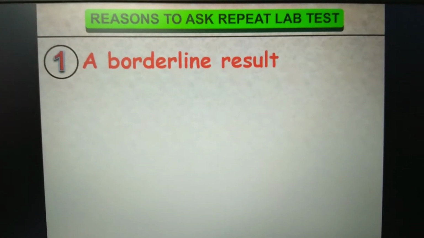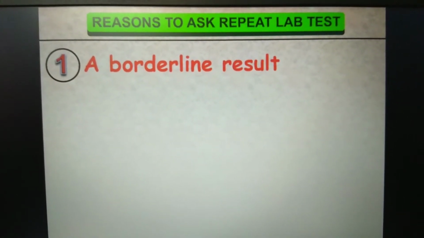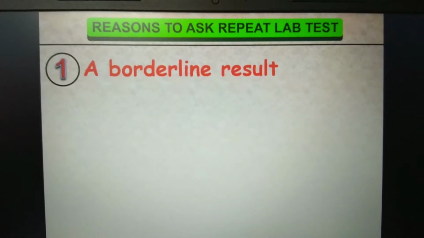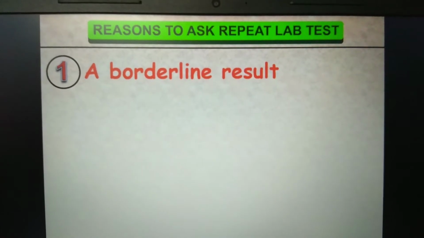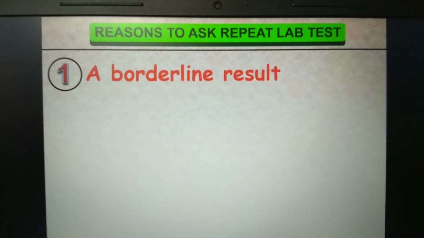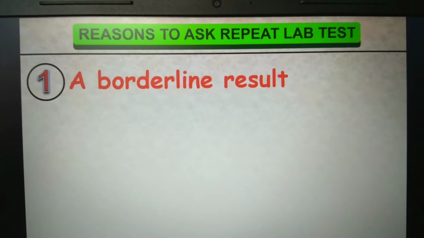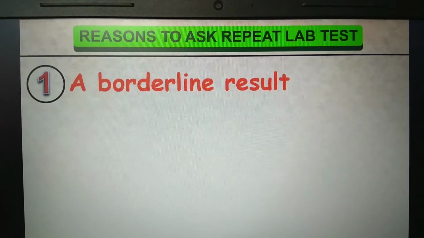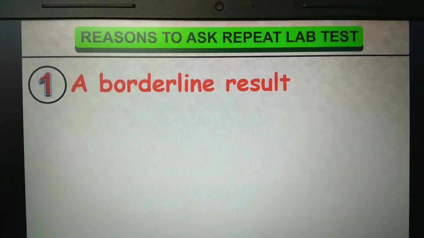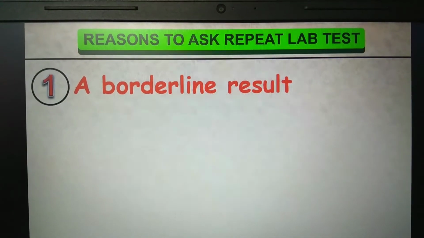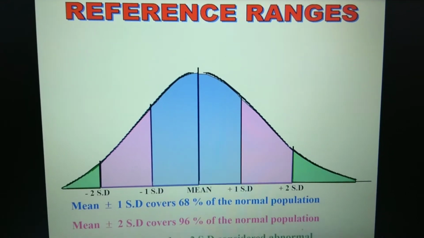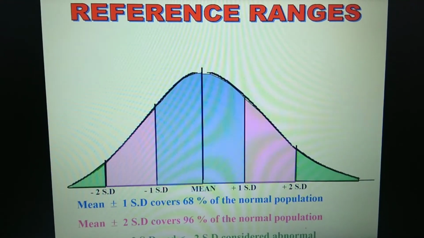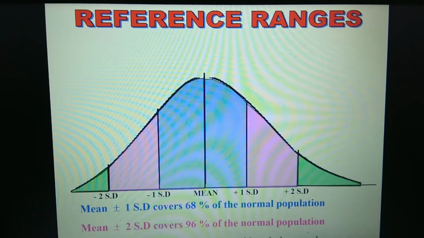A borderline result. Repetition is required to look for trends in the values which will help in making a correct diagnosis. Otherwise, a normal person with a result lying outside the population normal range would be wrongly diagnosed as being diseased. Let me explain this important point to you with the help of the next slide. Very important slide explaining importance of reference ranges and why borderline test results may have to be repeated.